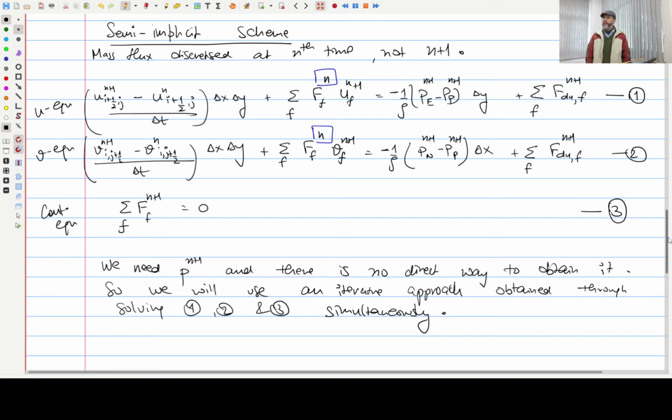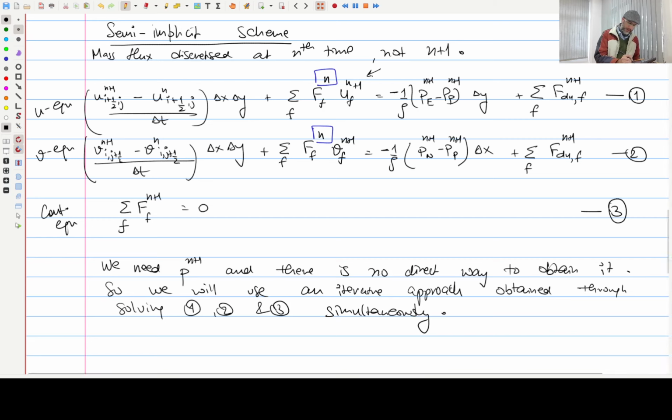So if it's positive, it's the left one. If it's negative, it's the right one, the upwind. But if the flux terms were at the n plus 1th time, they are unknowns. How can you fix the direction of upwind if you don't even know what the direction is? So if you define the fluxes at the nth time, which are known values, now you know whether you should be using the left or the right cell when upwinding the unknown, which is this one.